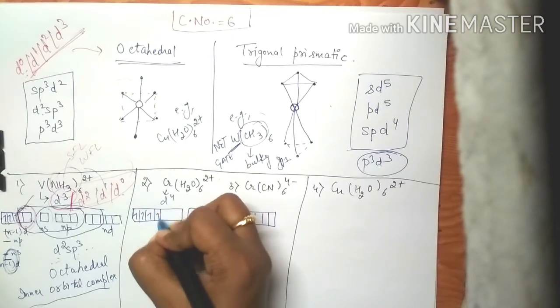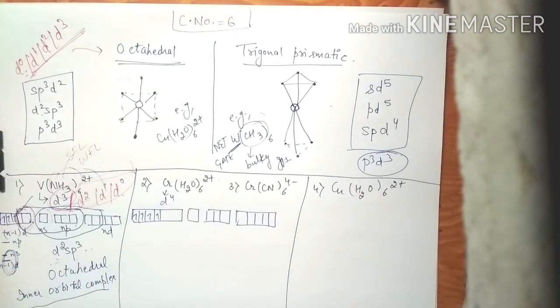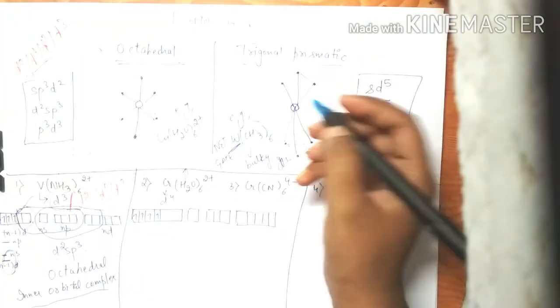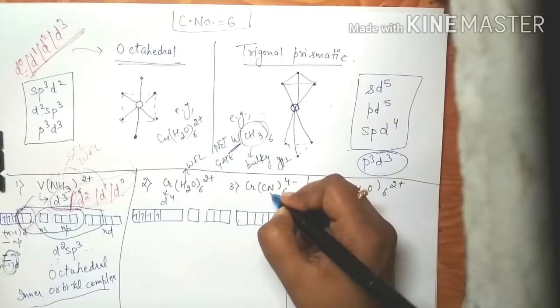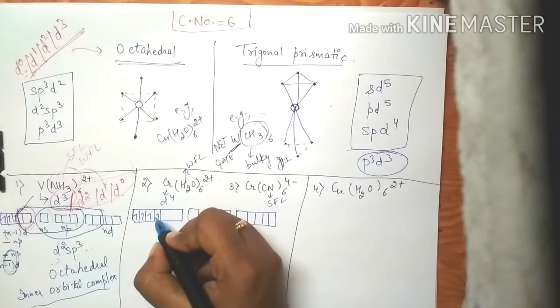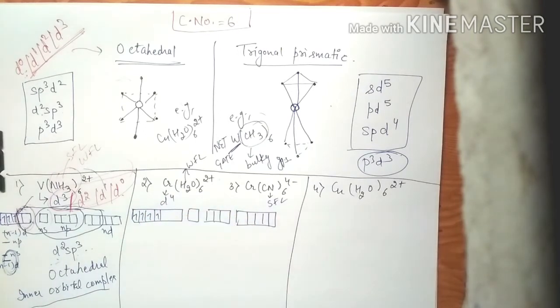One, two, three, and 4. Now here what happens, right now we don't know which ones are strong field or weak field, but for now I will tell you that H2O here is going to be a weak field ligand and CN is going to be a strong field ligand here. So what happens, weak field ligands cannot cause pairing. So these electrons are not going to pair up.